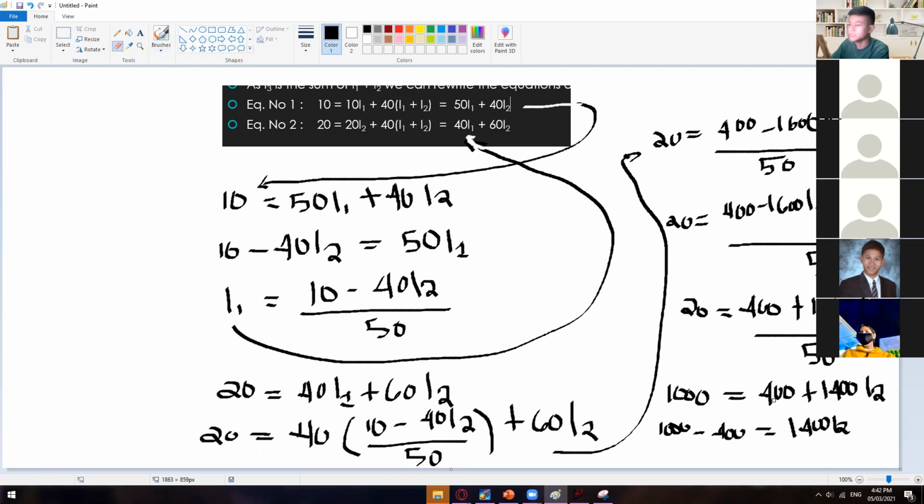So we don't have enough space anymore, so magja-jump na lang ako ng solution. So from there, you can actually transpose it as your denominator, divided by 1,400. So from there, you can now solve the I sub 2. I sub 2 is equal to 600 divided by 1,400. 600 divided by 1,400, we'll get 0.428. Okay, so this is our I sub 2.